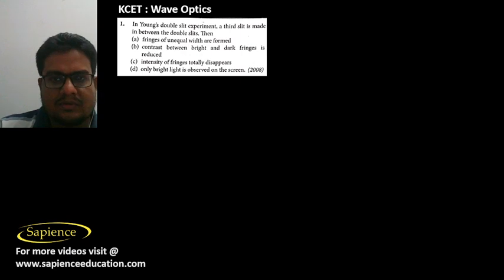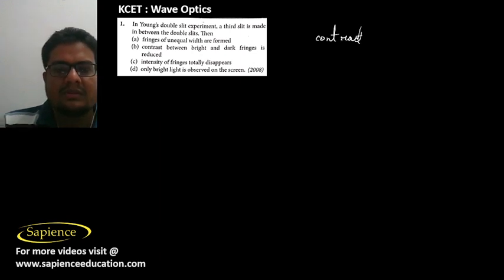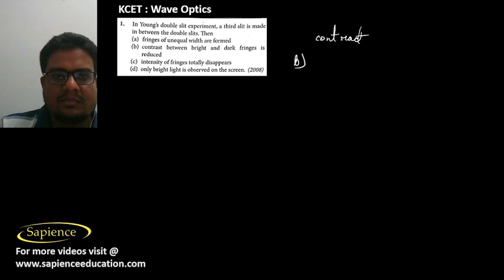So here we shall start from the very first question onwards. It is told that in Young's double slit experiment, a third slit is made in between the double slits. Then what will happen? The contrast in between the bright and the dark fringes is reduced. So option B is the correct answer.